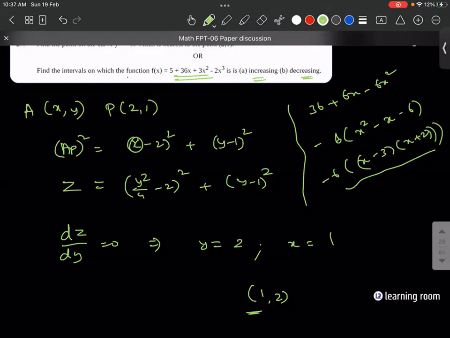Now, for the function to increase or decrease, this value should change. So f dash of x is greater than 0. X belongs to minus infinity to minus 2, union 3 to infinity. So this is where it increases. And for decreasing, it happens between minus 2 to 3. That's the answer.